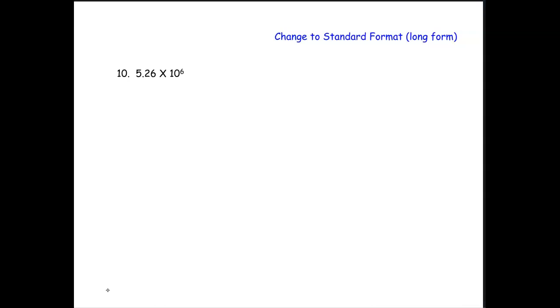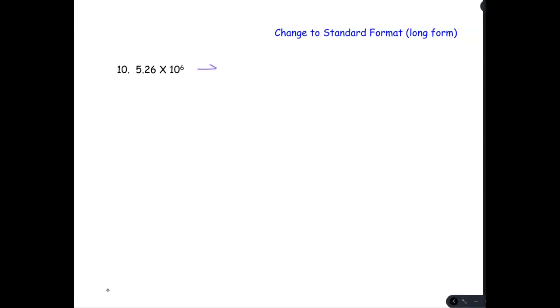Positive exponent, that means we're going to be moving to the right, and we're going to be moving to the right 6 spots. So 5.26, 1, 2, 3, 4, 5, 6, new decimal. Figure out where my comma is going to be. And write my new answer.